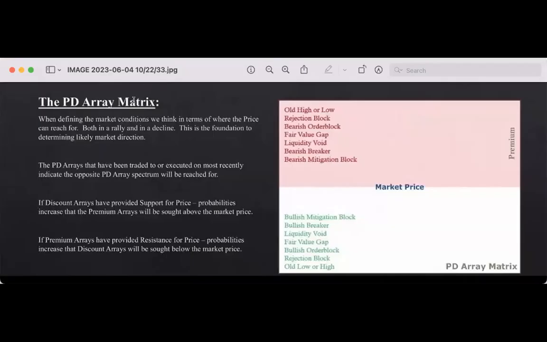Yes, it is from ICT core content. I don't care. People say, oh, you're selling core content. I'm selling y'all an experience. That's what this is, okay? So keep this in mind. All of these things right here, we're going to talk about.